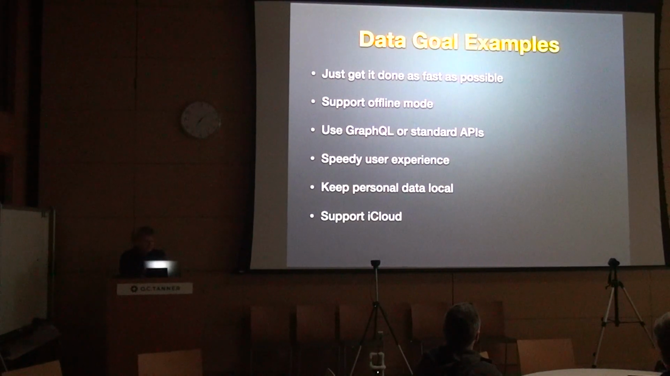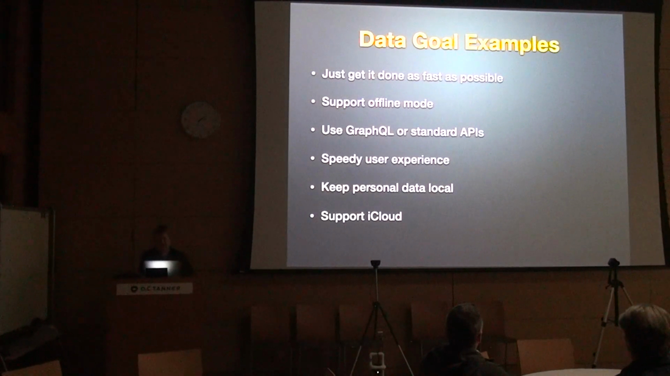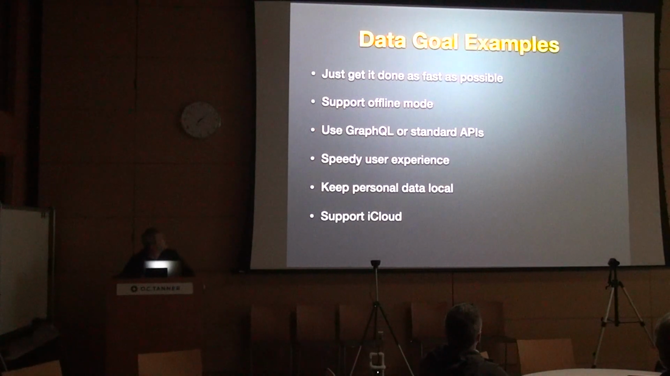So here are some examples: you decided that you want to do some Core Data, you want some persistence. Here are some examples of potential goals that you might have for your app. The first one, which is really prevalent, is just get it done as fast as possible. We'll worry about other stuff later. Don't worry, speed. The other one is supporting offline mode. I'll be talking quite a bit about that. That is really its own thing. There's a lot of effort to actually support offline mode.